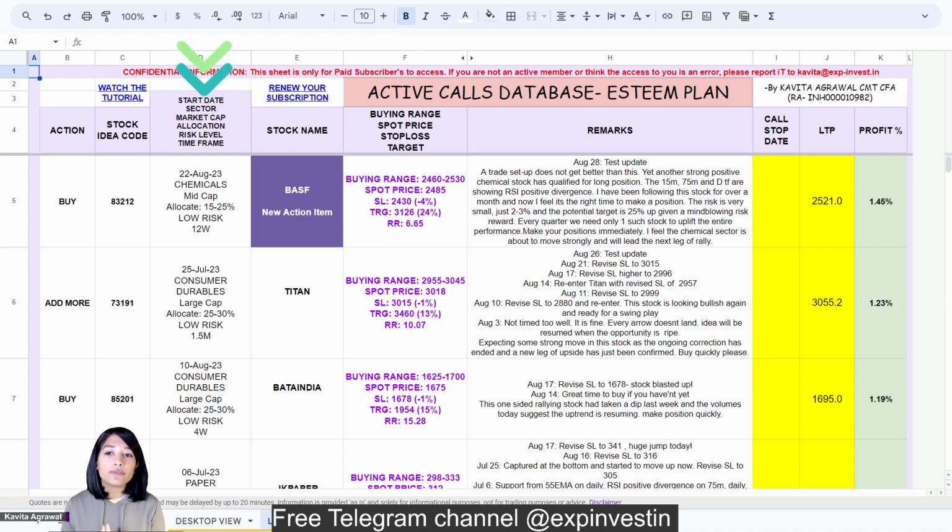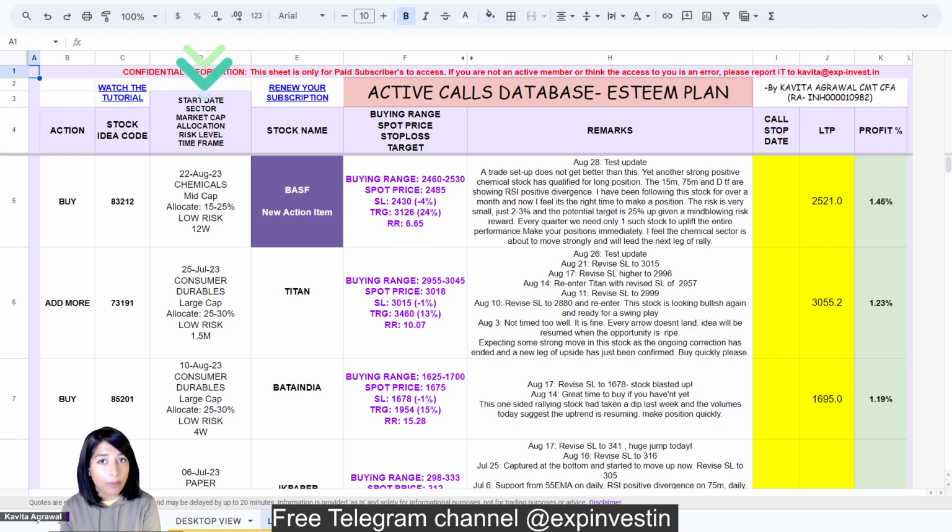This column gives you all the qualitative information. For example, when was the stock idea started? We'll take the example of the first one that is there, BASF, and you can see the stock idea was posted to y'all on the 22nd of August. Today is the 28th of August, and this stock idea was posted on the 22nd of August. Which sector does the stock belong to? It belongs to the chemical sector.